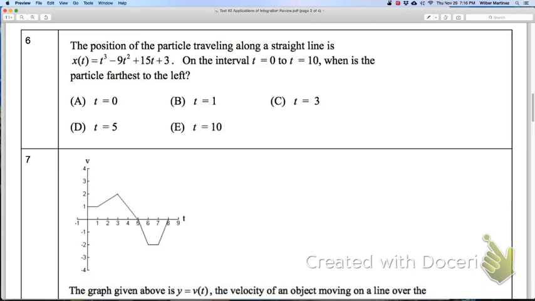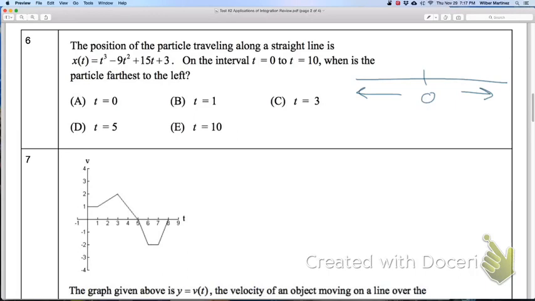Number 6 says the position of the particle moving along a straight line is, and it gives us the position function, on the interval from t equals 0 to t equals 10, when is the particle furthest to the left? Now, keep in mind that when this particle is moving along a straight line, think of it kind of like a number line. So if I'm moving to the right, that would be the positive numbers. If I'm moving to the left, that would be the negative numbers.